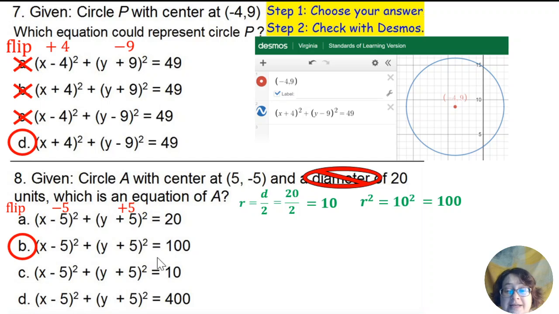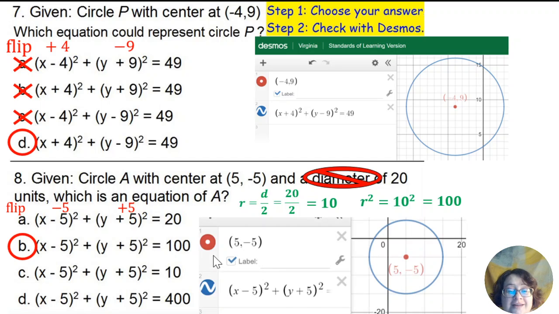We're going to plug it in Desmos to be sure. I'm going to plot my center, (5, -5), and then my equation in the second box here. And you see we have a center at (5, -5) right there. It is the center of the circle. And it looks like here, from 0 to 20, we've got 5, 10, 15, 20. So each of our grid lines on this picture is 5. So here, if I go from center to the outer edge, 5, 10. I have a radius of 10. That one looks pretty good.